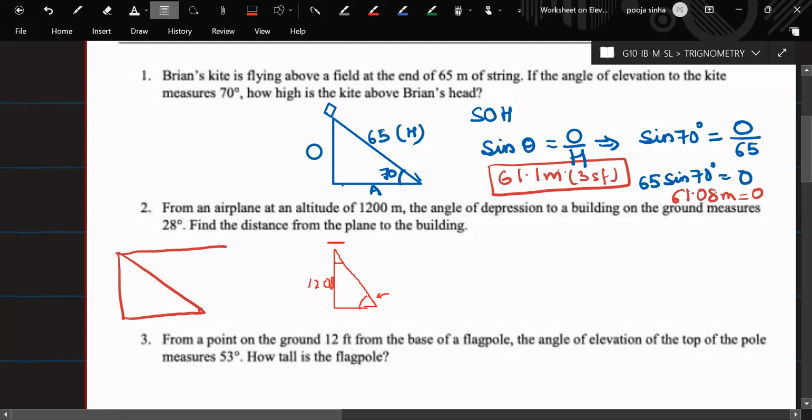Always remember, whenever you're making an angle of elevation or depression, you always make a baseline first. On that baseline, this is the depression. The angle of depression to a building on the ground measures this much, so the building must be somewhere here. That angle of depression is 28 degrees. By the law of parallel lines, these will be alternate interior angles, so even this will become 28 degrees.